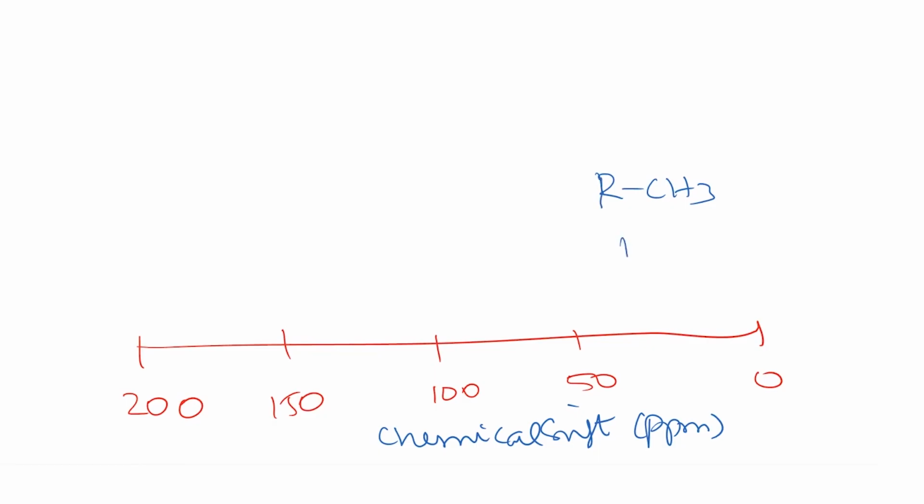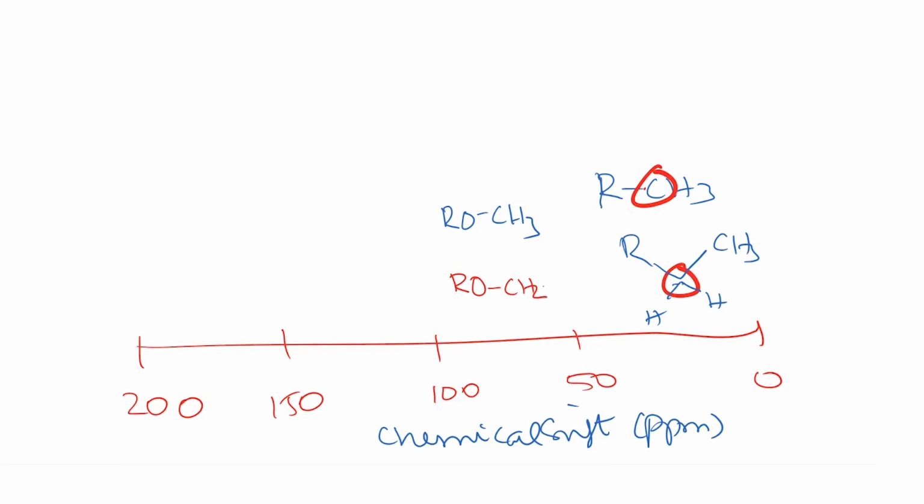So, R CH3, R CH2, CH3. So, these types of carbons show up between 0 and 50. Okay. And much like the proton NMR, the region between 50 and 100, as we saw in proton NMR, it was between 3 and 4.5, is when you have an electronegative atom such as an ether, R O CH2, let us say R prime. Okay. So, this carbon again shows up between 50 and 100.